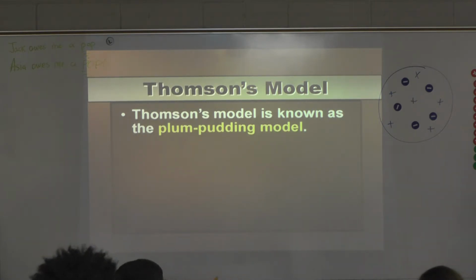I like to call this, you're probably more familiar with this in America, the chocolate chip muffin model. Now, what do you think the chocolate chips in the muffin represent? The electrons. What do you think the muffin represents? The positively charged mass. Okay? So, it still kind of looks like a sphere, doesn't it? But it's just got these embedded negative things in it, yes?